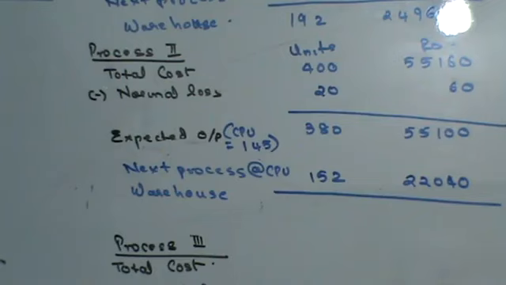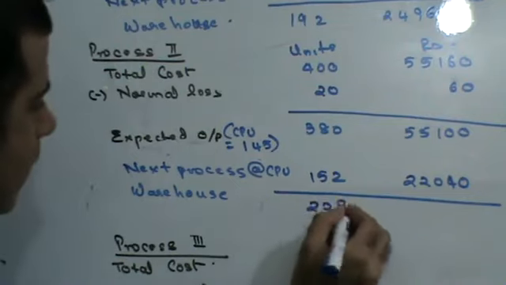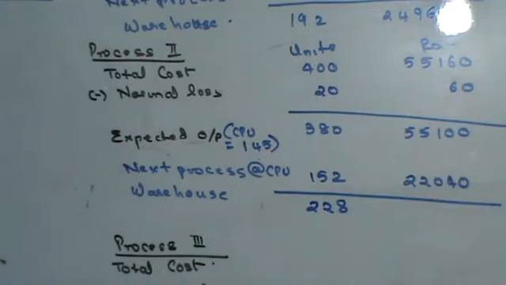Transfer to warehouse is going to be 60%. So 60% of 380. 60% of 380 is going to be 228. Multiply that by the CPU. 228 into 145 is 33,060.